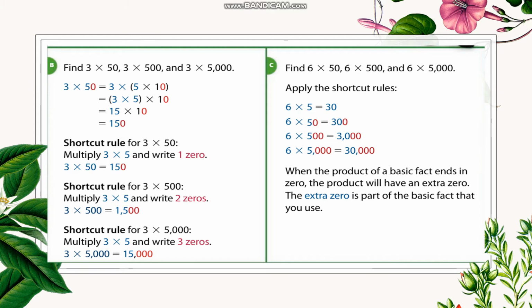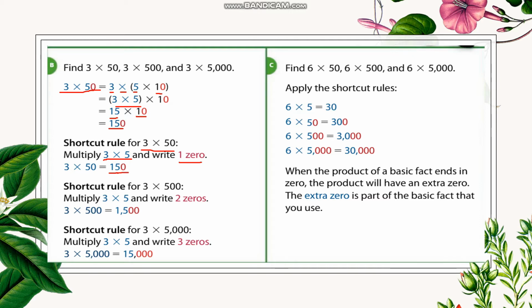So if I'm going to multiply 3 multiplied by 50, I'm going to multiply 3 multiplied by 5 multiplied by 10. So 3 multiplied by 5 is 15, then 15 multiplied by 10, that is equivalent to 150. Or we're going to use the shortcut rule. If I'm going to multiply 3 multiplied by 50, I'll just simply multiply 3 multiplied by 5, and that is equivalent to 15. Then I will write 10 because 50 has 10, so that is equivalent to 150.